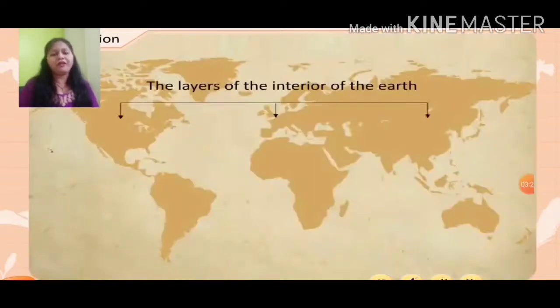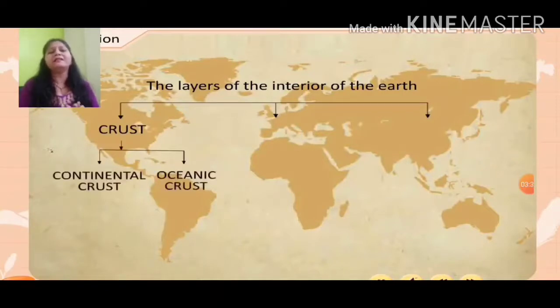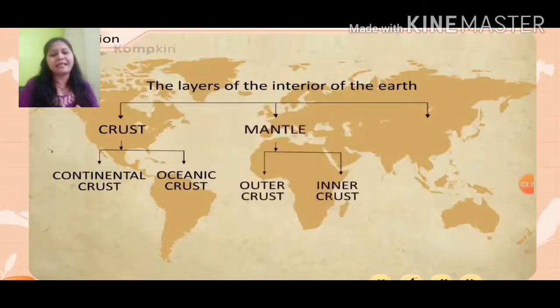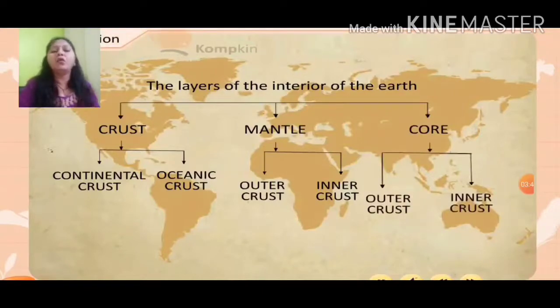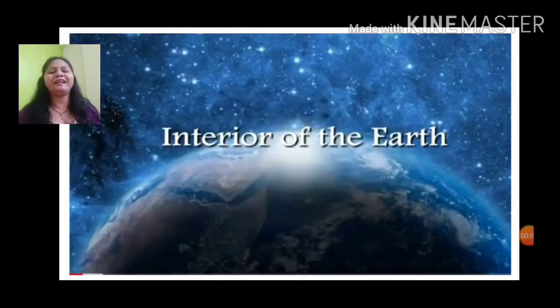Okay. Now, we are going to divide the layers of the interior of the earth into three. That is crust. Crust is further divided into continental crust and oceanic crust. Mantle is the second layer which is further divided into outer and inner. And core is again divided into the outer core and inner core. Let us see in detail what is there in the interior of the earth.